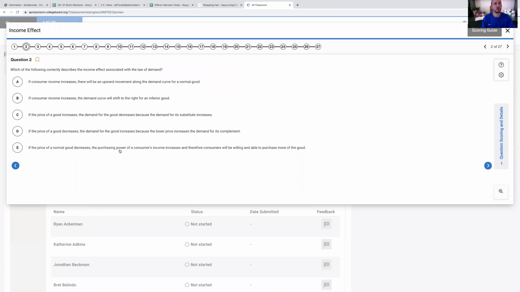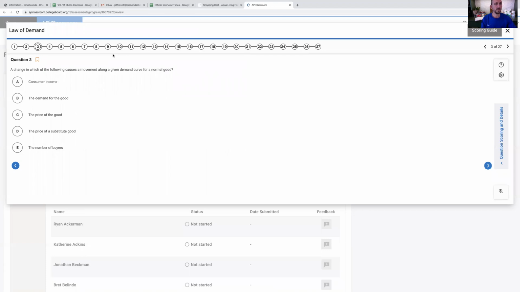If the price of a normal good goes down, the purchasing power of consumers' income goes up, so your real income would rise. Therefore, consumers would be willing and able to purchase more of the goods. So that's kind of the definition of the income effect. Okay, number three.